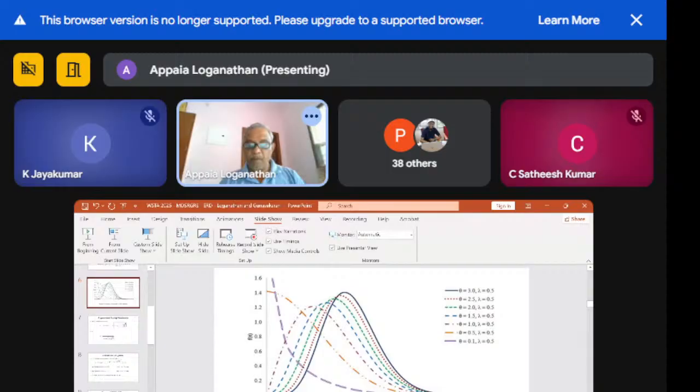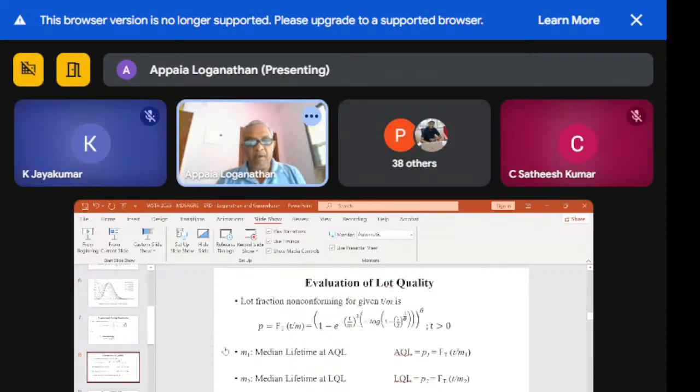So this is the lot quality we define, because we need the lot quality at producer's level as well as consumer's level for developing the sampling plan. This is the lot fraction non-conforming, the lot quality prescribed for the exponentiated Rayleigh distribution. The value of the lot fraction non-conforming is evolved from the cumulative distribution function at T over M. So T is the test termination time, M represents the median lifetime.